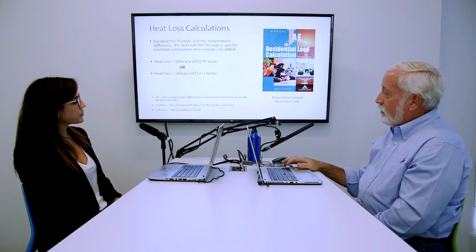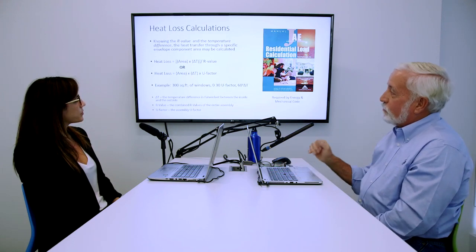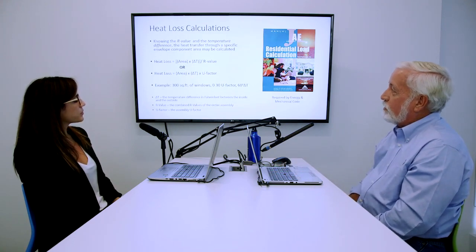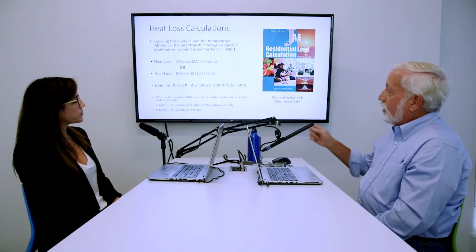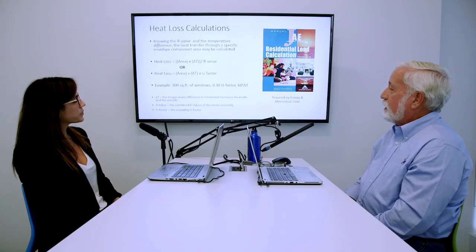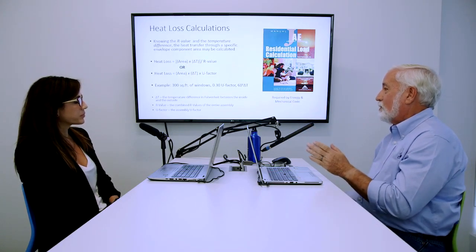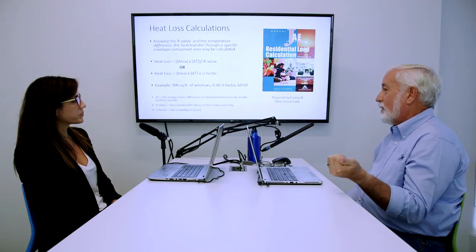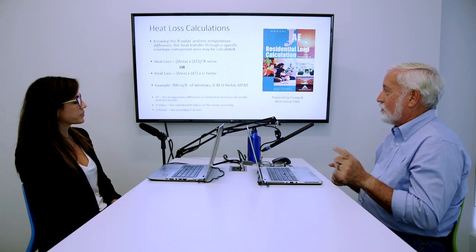So if we have an example, we have 300 square feet, and the previous one was a 0.35 window. We now have a 0.3 window, which is just a little bit better than R3. And I put in a 60-degree delta T. So let me explain what that delta T means. That means if it's 70 degrees inside and it's 10 degrees outside, we have a 60-degree delta T. It's the temperature difference between inside and outside.